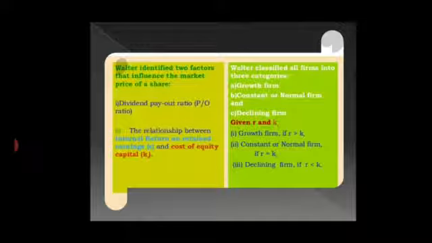Whenever we are going to calculate an example of the Walter model, it is necessary to understand the relationship between R and K. If R is greater than K, then the firm is considered a growth firm. If R is equal to K, then the firm is considered a normal firm. And if R is less than K, it is considered a decline firm. This is the most important part, because on the basis of this relation, we will decide which payout is optimum.